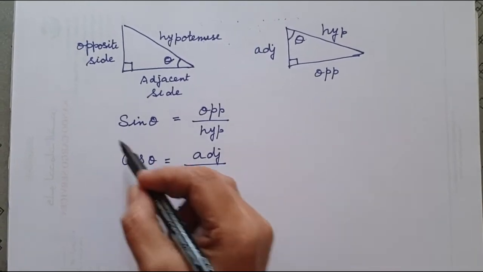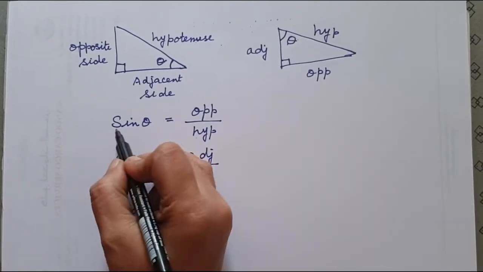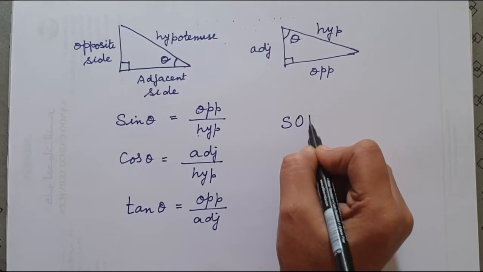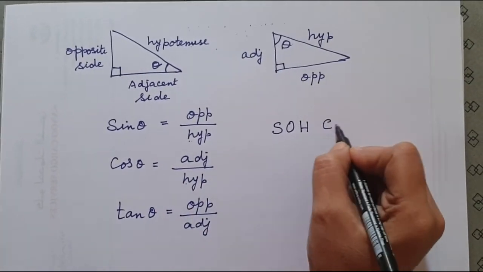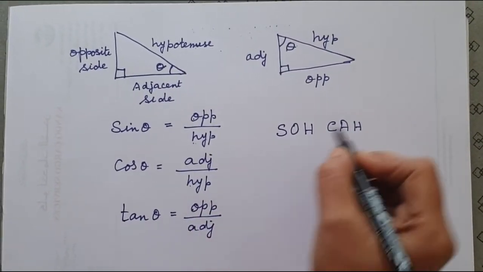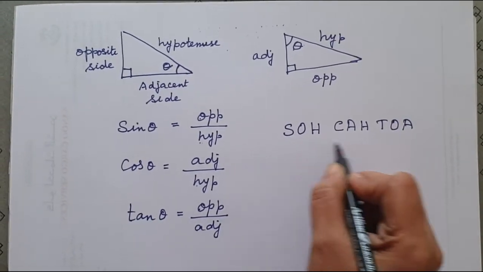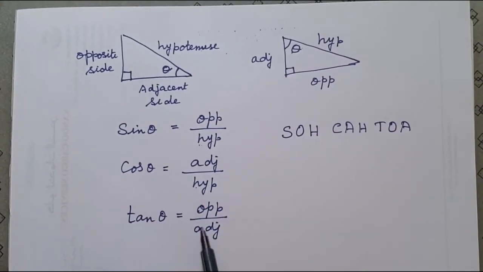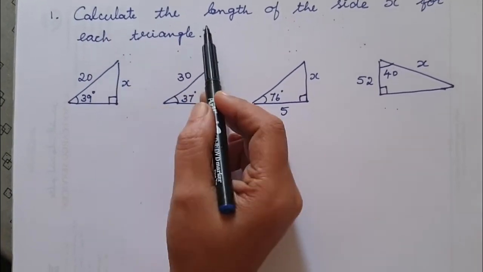In order to remember these expressions easily, you can just take the first letters: S over here, and then O and H below it. So SOH. Then for cos, CAH, and for tan, TOA. So if you remember the term SOHCAHTOA, then it is easier for us to write out sine, cos and tan. Let us use these trigonometric ratios using examples.